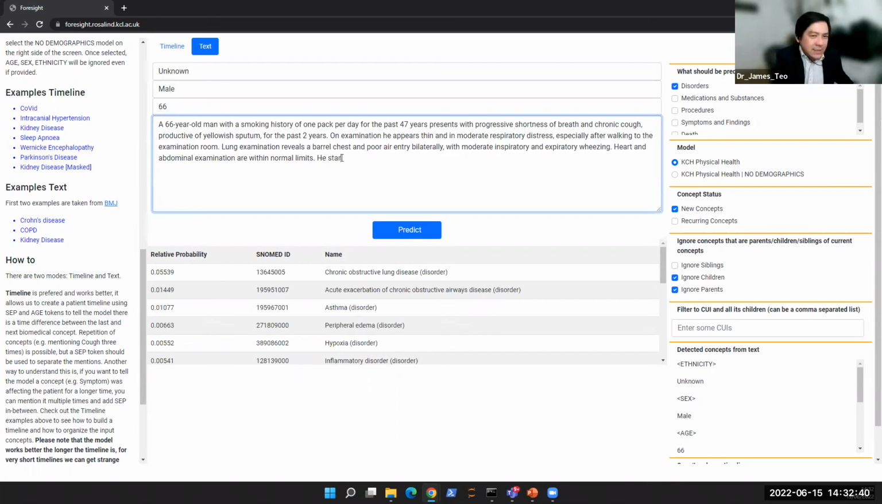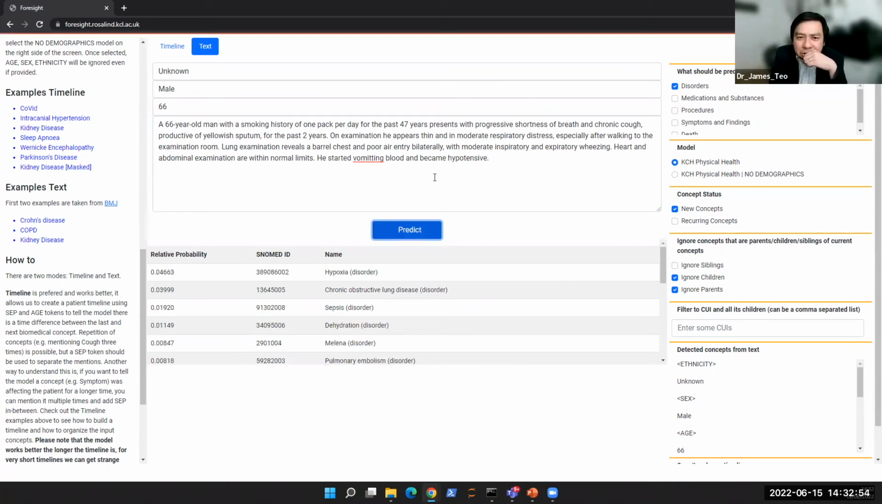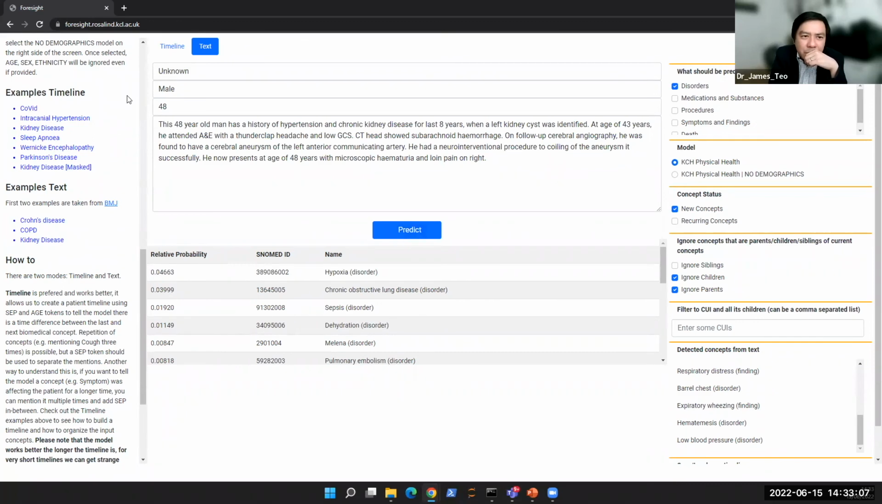He started vomiting blood and dropped and became hypotensive. Okay, and we get to predict that, and bang, it changes it, and then you can see what it is perhaps detecting. Okay, and so it's detected the vomiting blood as a variation of hematemesis. And we have a variety of different scenarios.